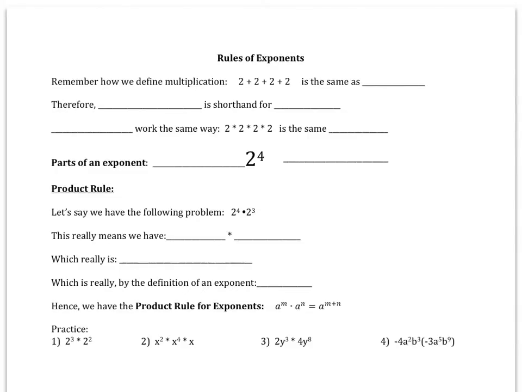Okay, today we're going to talk about the rules of exponents. And before we get really started on them, we want to define what an exponent is. And to do that, let's think back to addition. If we wanted to add up 2 plus 2 plus 2 plus 2, isn't that the same as saying 2 times 4? Because we've got 4 2's added up together, and that's how we define multiplication. So therefore, multiplication is shorthand, or a short way of writing addition.